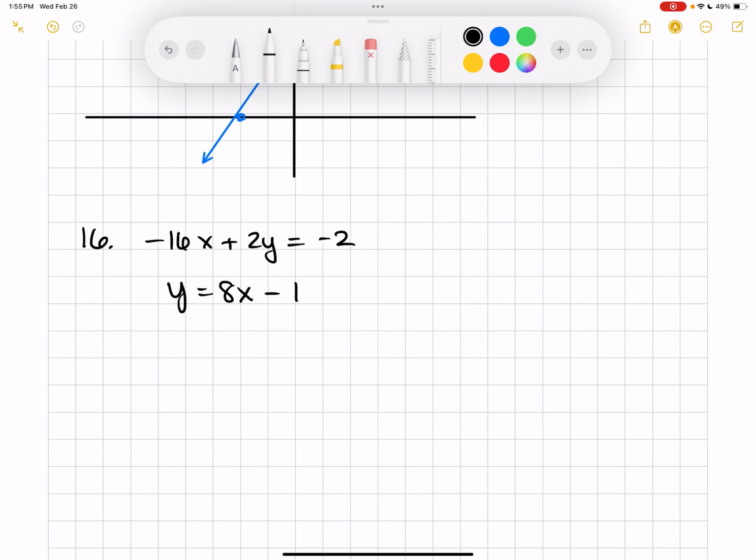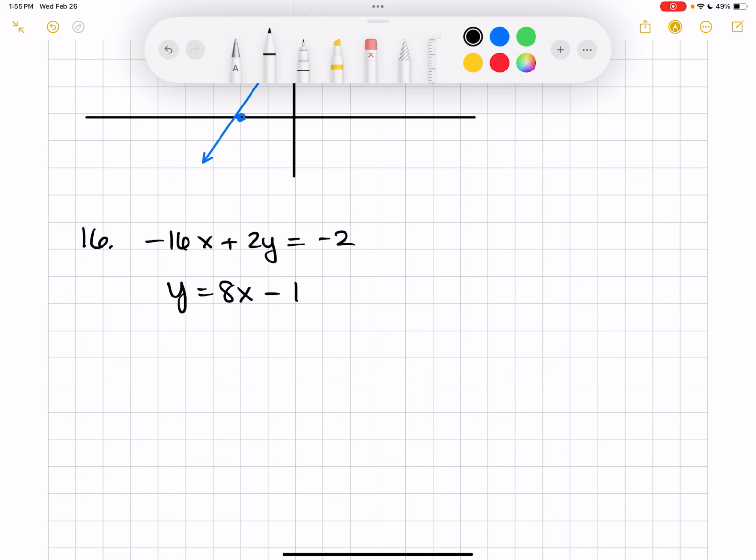All right, so I can either use substitution or elimination. Which method do you think I should use on this one? Substitution. Why? Because the y's already by itself, and Grace doesn't want to do all the math.